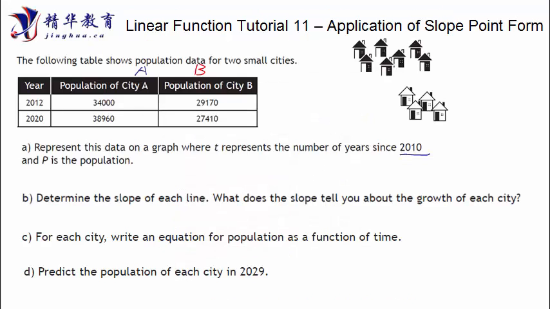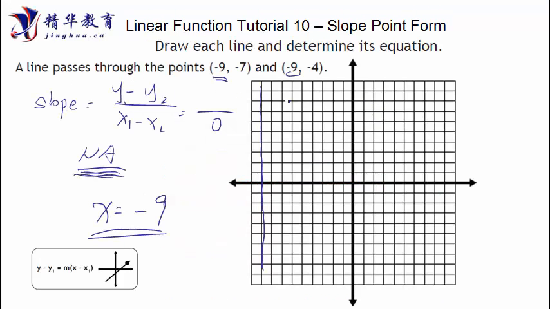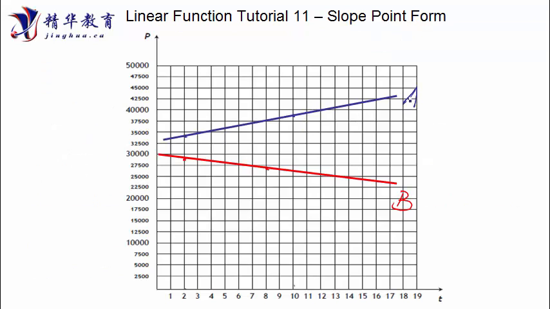Okay, we have represented this data and drawn the 2 graphs. Good. Now determine the slope of each line, and what does the slope tell you about the growth in the cities? Before we find the slope, let's guess what happened. Sorry, this is city A, and this is city B.